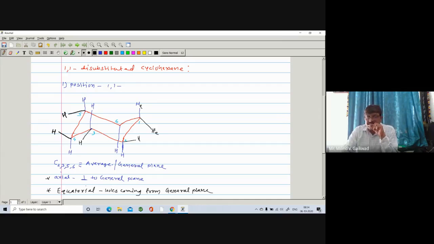Similarly, on carbon number 6, you have to draw the equatorial bond. So tell me, one of you, the equatorial bond should be parallel to which bond? On carbon number 6, I have to draw the equatorial bond. So it should be parallel to which bond? You can also write it down in the chat box.